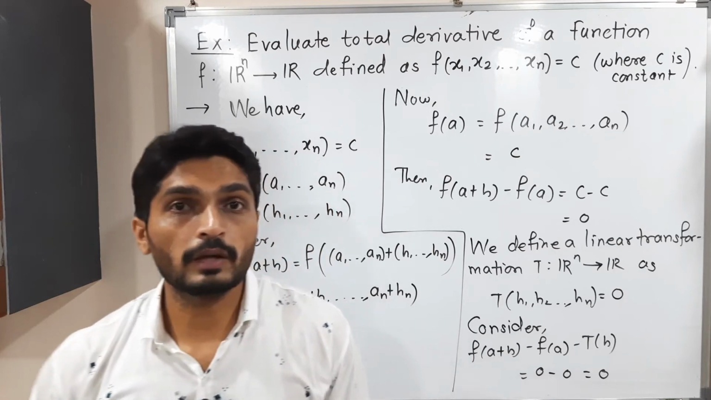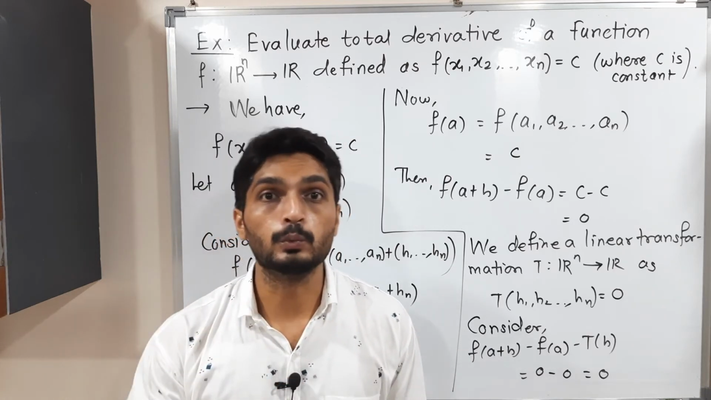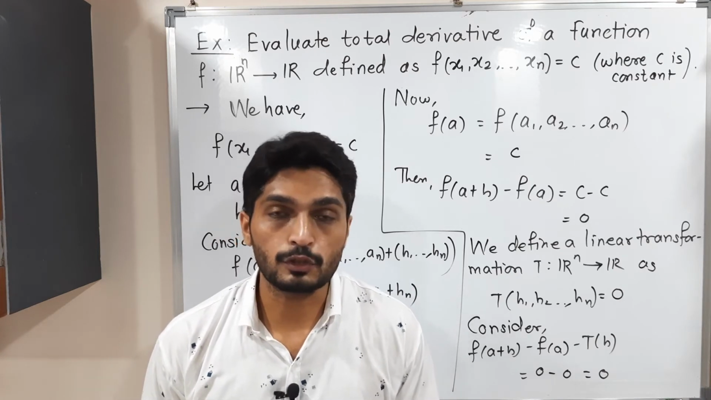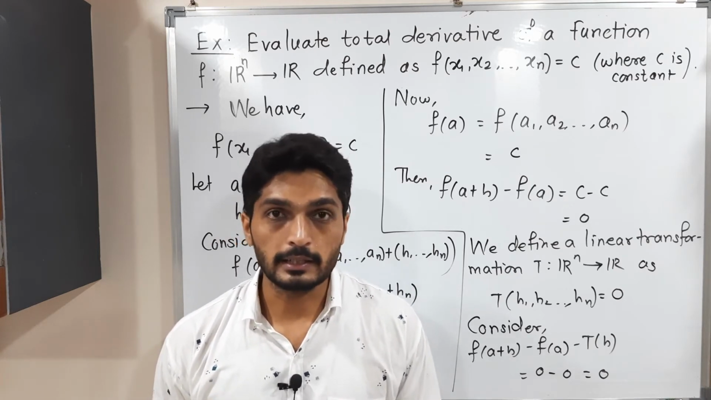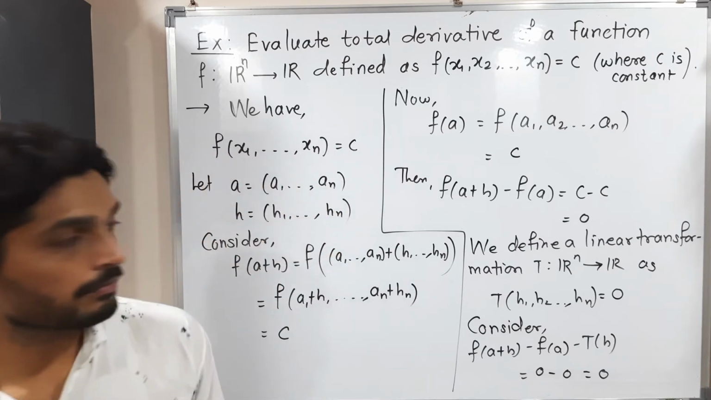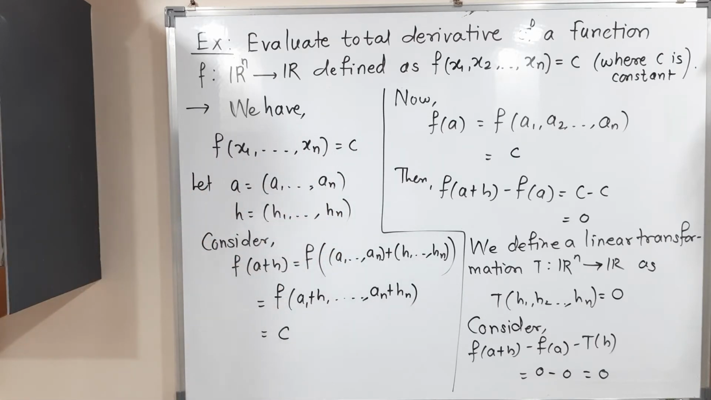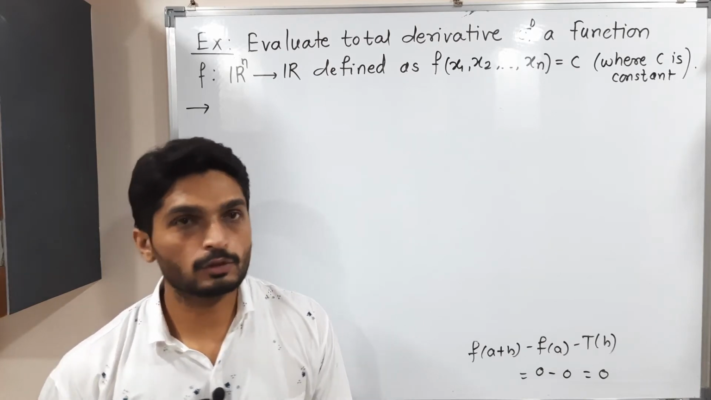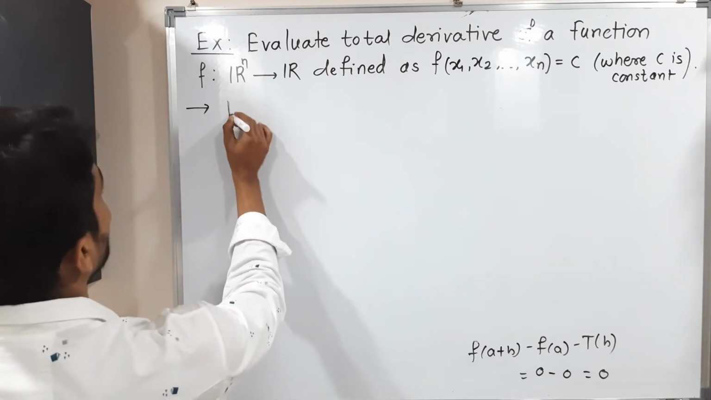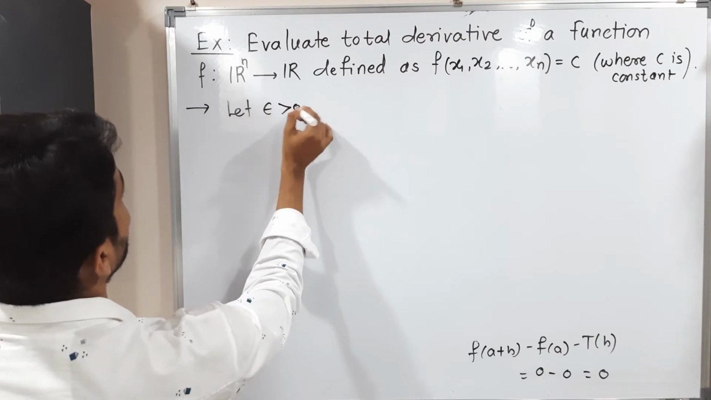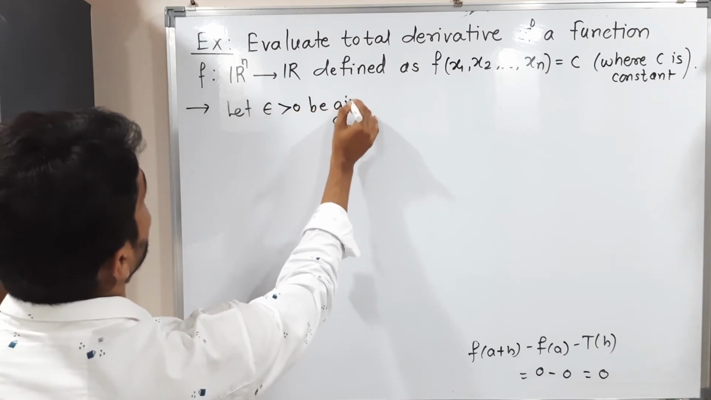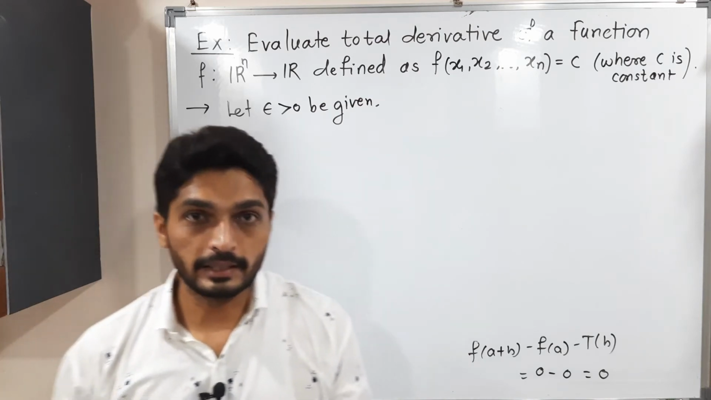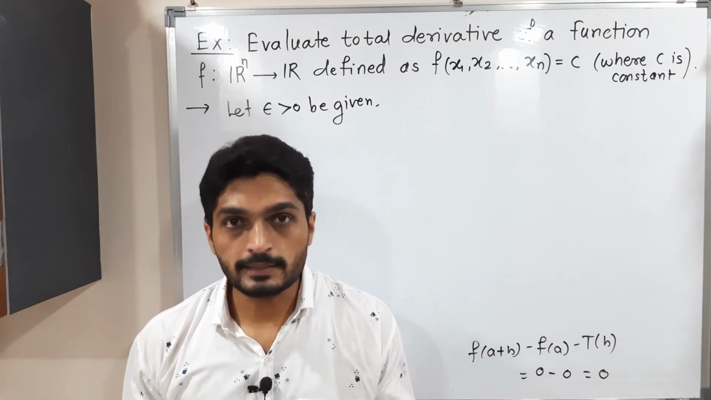But with the help of the epsilon delta definition, we need to prove that it really satisfies the epsilon delta definition of total derivative. Only then can we declare it. You can make a screenshot of it. After that, we will go further. For the epsilon delta definition, we need to take one epsilon first. Let epsilon greater than 0 be given. For this epsilon, we are supposed to find delta, which will satisfy the definition.